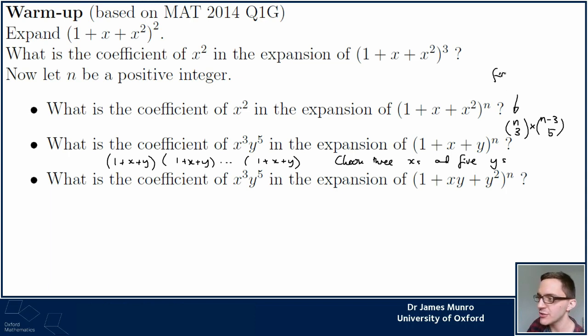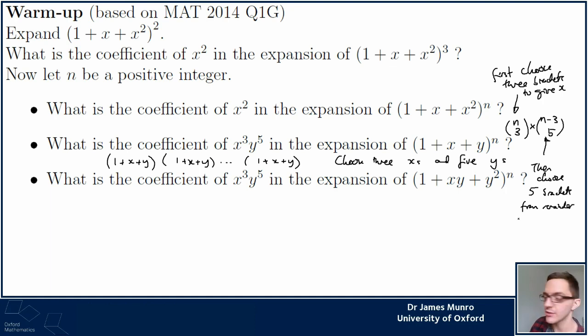So first choose 3 brackets to give x. And then in each of those cases, choose 5 brackets from the remaining ones to give a y.